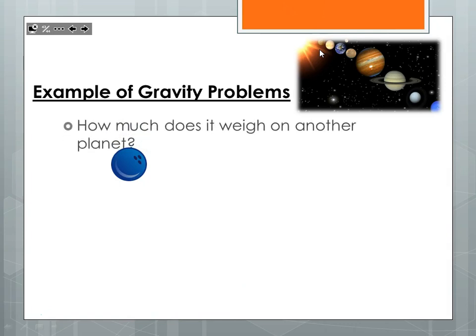So the first question says, how much does it weigh on another planet? In these next 4 questions, you're going to be figuring out how much each of these objects weighs. So in number 1, you're going to be looking at how much does a cat weigh on Neptune. Number 2, how much does a baby elephant weigh on Saturn? Number 3, how much would a baby weigh that was on Pluto? So you're going to flip-flop on this one.